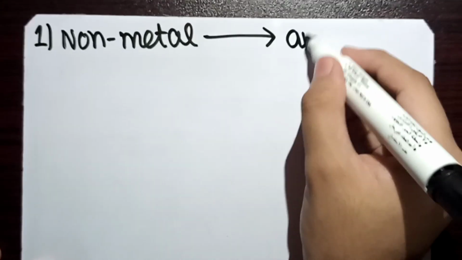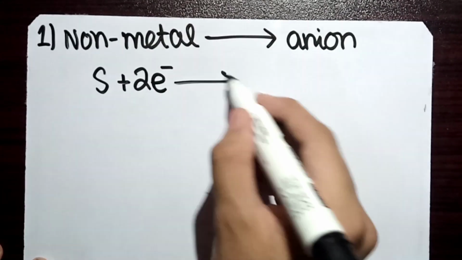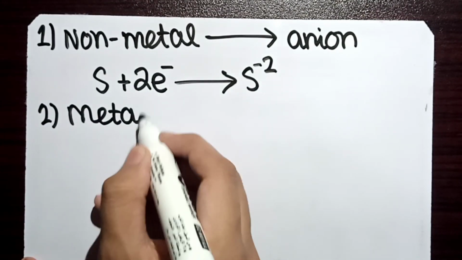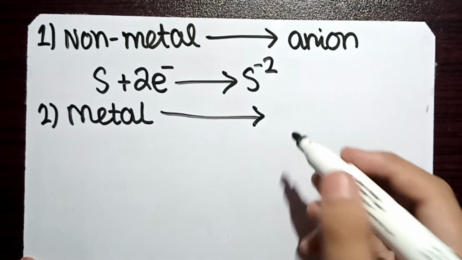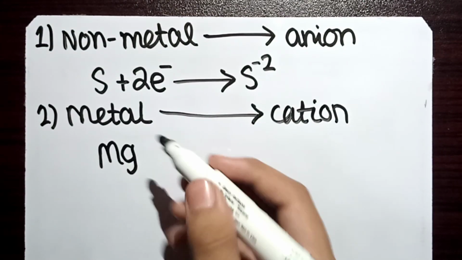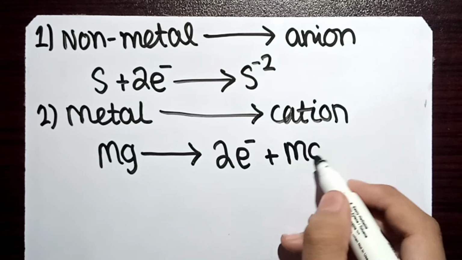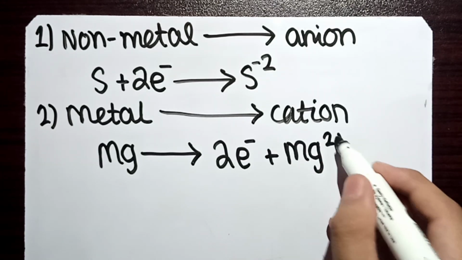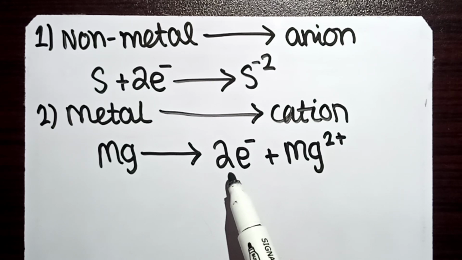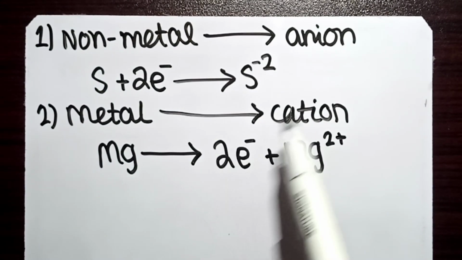Now a main concept you need to understand: whenever a non-metal gains electrons to become an anion, we can take the example of sulfur, which will gain 2 electrons to become an anion. And a metal will lose electrons to become a cation. For example, magnesium is a metal which has a valency of +2 and will lose 2 electrons to become a cation. Non-metals gain electrons to become anions, and metals lose electrons to become cations.